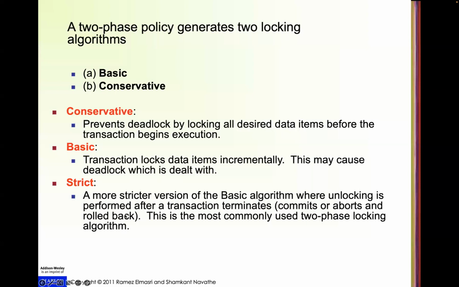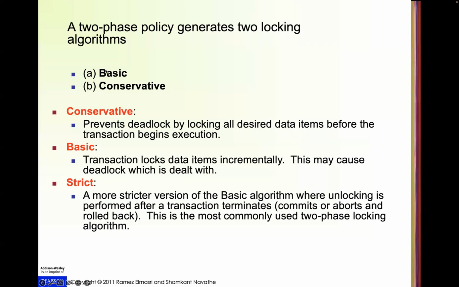Now, strict two-phase locking says that it is a more stricter version of the basic algorithm, where unlocking is performed after a transaction terminates, either by committing or aborting or rollbacking. This is the most commonly used two-phase locking algorithm.